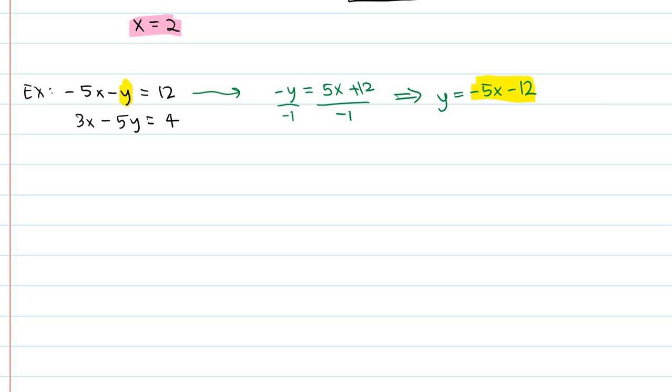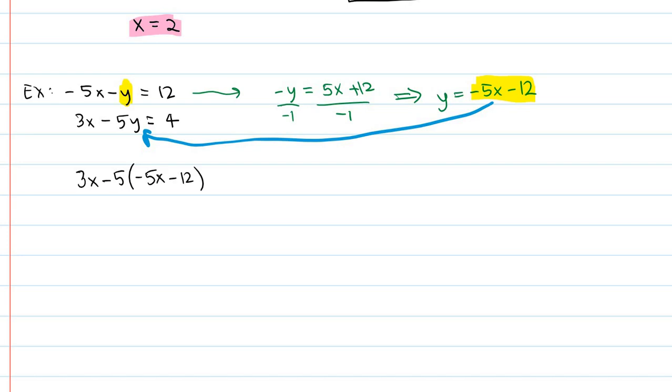This information can be substituted in for y in my second equation. So let's do that. 3x minus 5, and then instead of writing y, I'll write negative 5x minus 12. And all of that's going to be equal to 4. Now, recall, this is just the equation that was above, but instead of y, I have substituted.